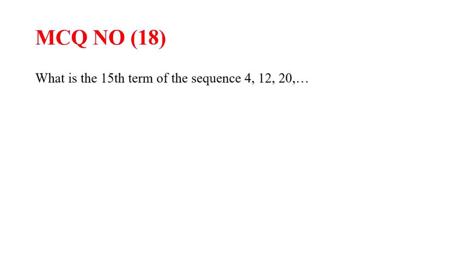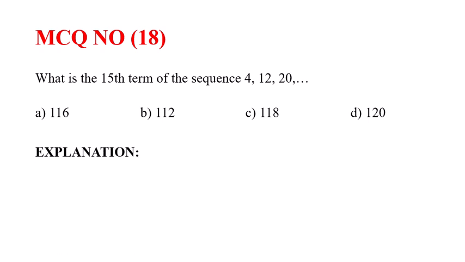MCQ number 18. What is the 15th term of the sequence 4, 12, 20, and so on? The required options are: option A is 160, option B is 212, option C is 118, and option D is 120.